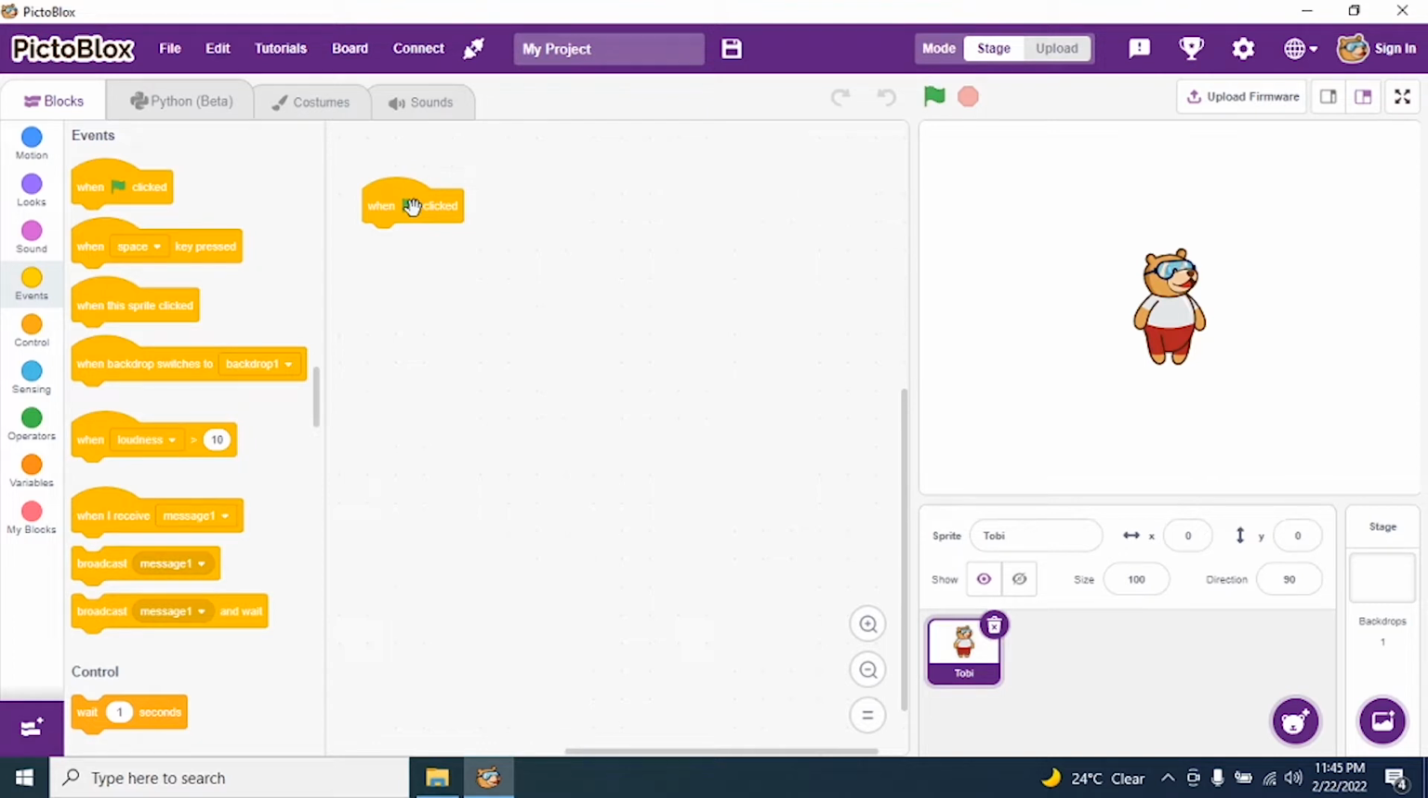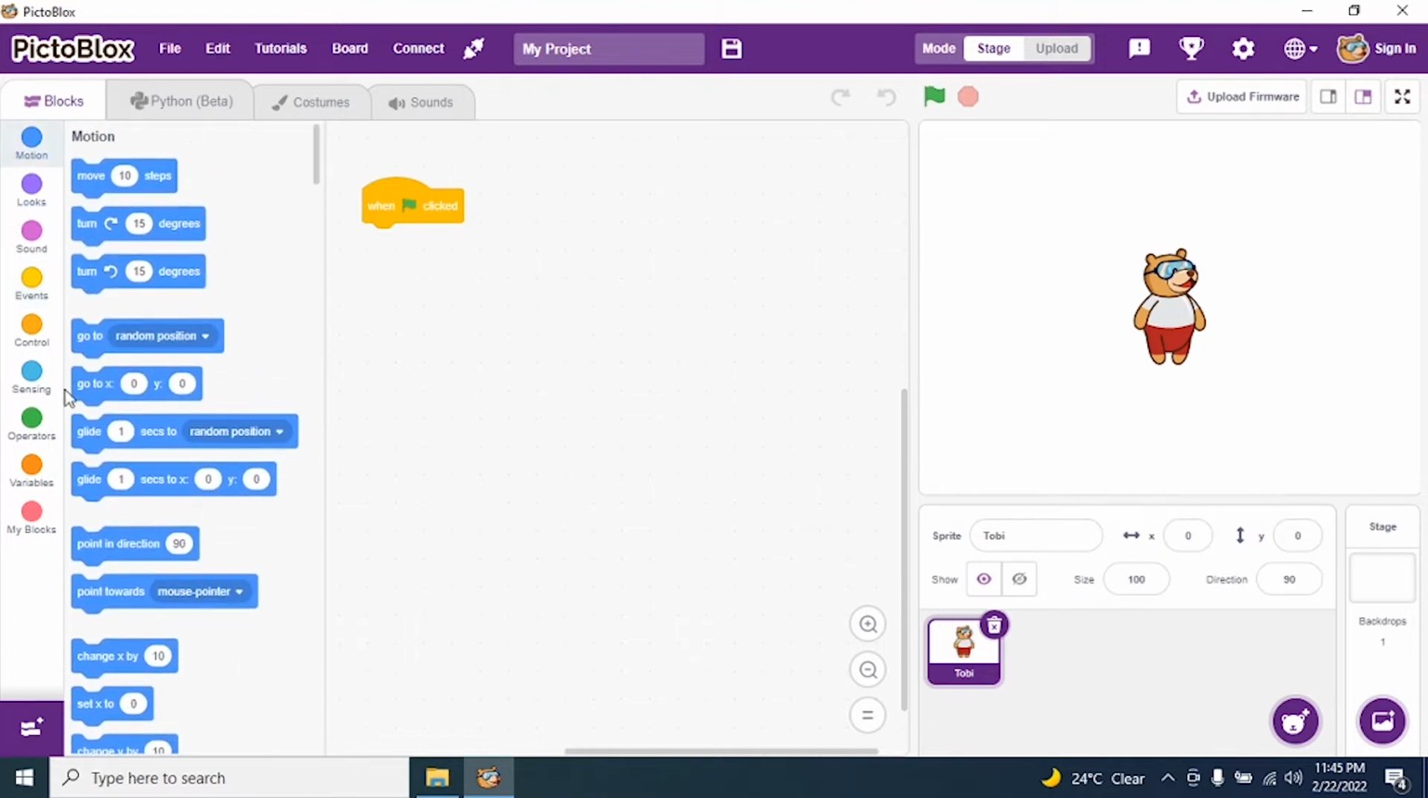Then, do we need to draw anything on the stage? No, so I don't require clean slate. Clean slate is required when you want to draw something, so that everything is erased. I go to motions and I set x and y to 0. Why do I set x and y to 0? So that my sprite is in the center of the stage, and I say point in direction 90. So I finish my first part.